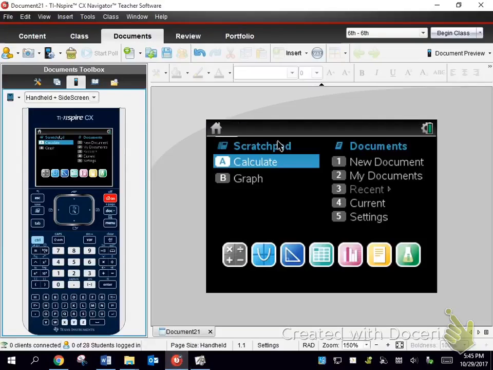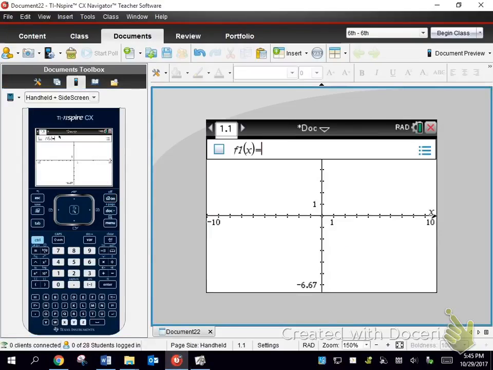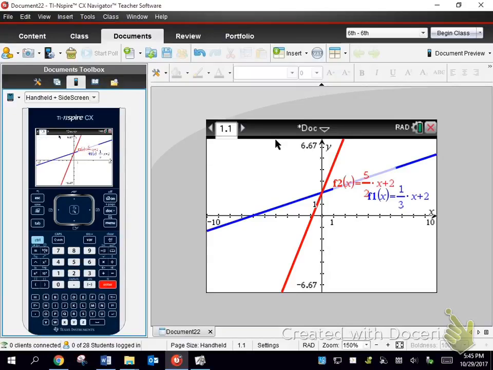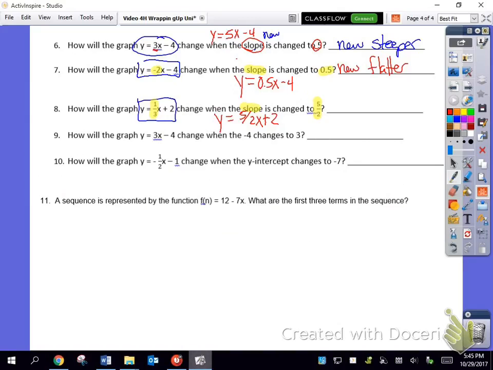All right, so go to a new document, and we're going to change it. So we've got 1/3 x plus 2. Now, there's your blue line. The second one is going to be 5 divided by 2x plus 2. Now, I changed the slope, so it should be either flatter or steeper, and it should still go through the same y-intercept. So let's see. Yep, still goes through the same y-intercept. The red one is steeper. The new one is steeper. It's closer to the y-axis. It's closer to being vertical. So the new is steeper.